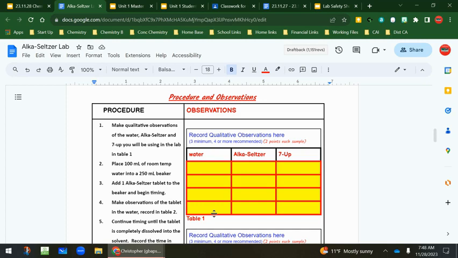Okay? So in here, I have a table set up for you. And you'll notice, minimum 3, 4 or more are recommended. If you want to do more than this, you could, at the end, hit the tab button. It'll put another row down below. You are welcome to do that. But the minimum requirement is to make at least 3 observations.